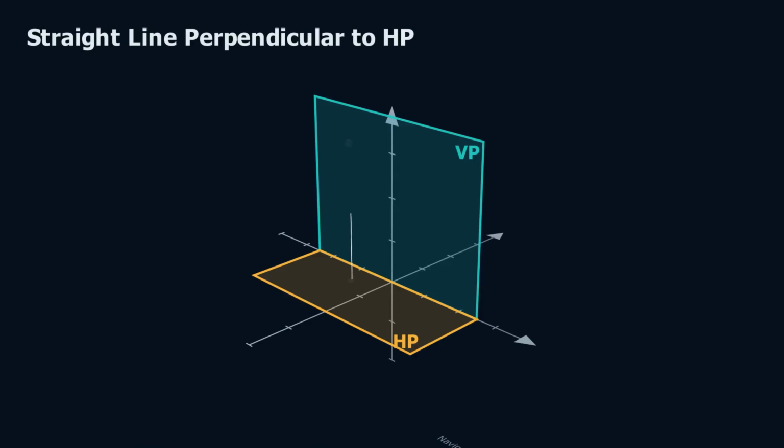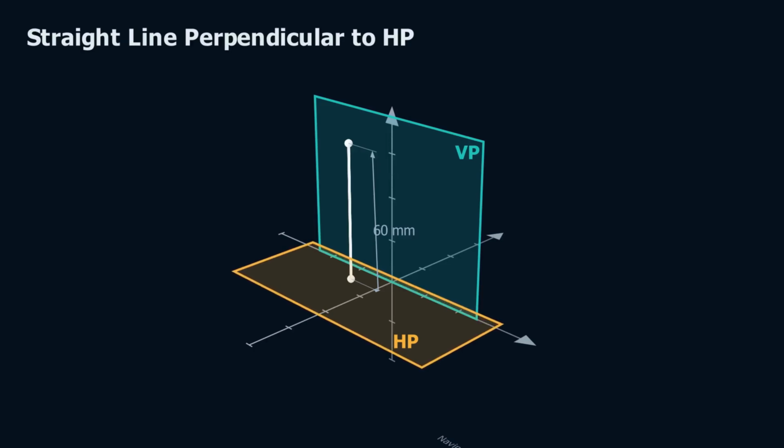In the previous scene, we studied one position of a straight line. Let us now consider another important orientation. Consider a straight line AB, 60 millimeters long, again placed in the first quadrant, above the horizontal plane and in front of the vertical plane. The actual length of the line is 60 millimeters.